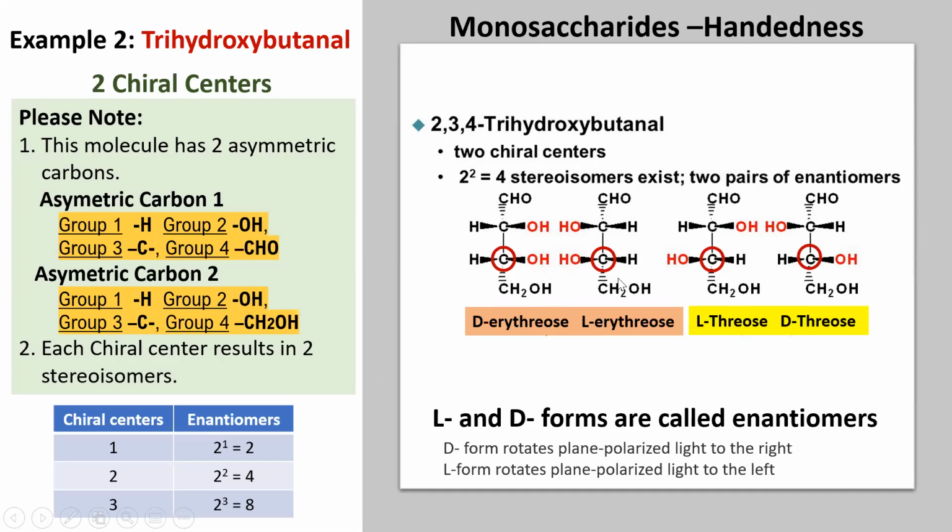And so let us look at this one. If you see here, OH is on this side and the OH is on that side. You see here how they are different. So this is D-erythrose and L-erythrose. And why are they stereoisomers? Because they are mirror images of each other. But the moment you try to superimpose them, they will not superimpose.